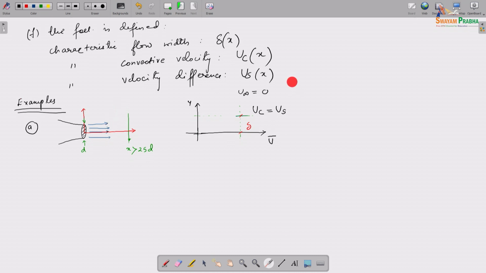Now if you come from there, initially your velocity is 0. When do you know that you have actually accessed the jet? When you get a velocity u c, when you see this velocity, the convective velocity. The velocity here is 0, so the difference is exactly u c minus 0, which is the velocity difference. Therefore, the velocity difference is the same as the convective velocity, the maximum velocity that you have at the edge of the spread.